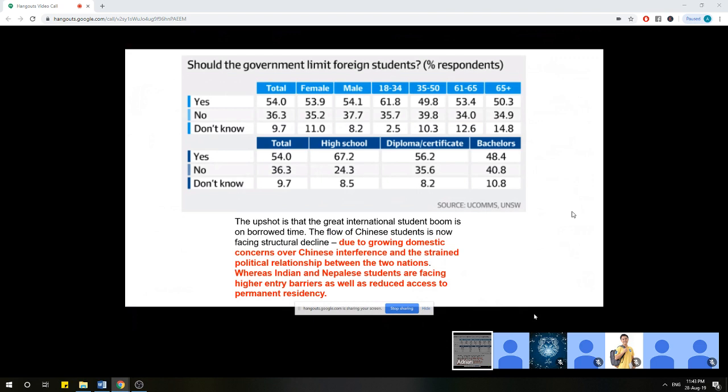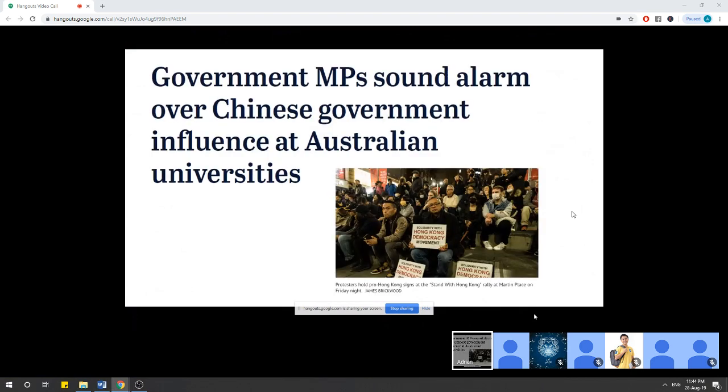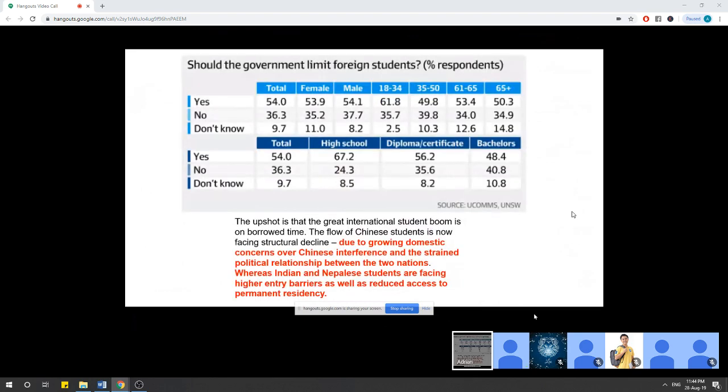Meaning, I can send you guys the full article, because mainly the article is saying the Chinese boom of foreign students may be starting to decline. The growth is already sold out. Whereas for India and Nepal, they have a higher barrier of entry to apply for the visa. It means they are increasing the rules and regulations, tightening.